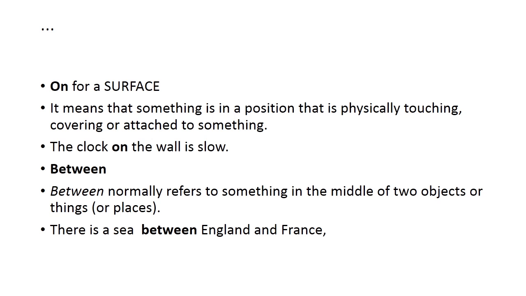On is used for a surface. It means that something is in a position that is physically touching, covering, or attached to something. For example, the clock on the wall is slow. Between normally refers to something in the middle of two objects or things. There is sea between England and France.